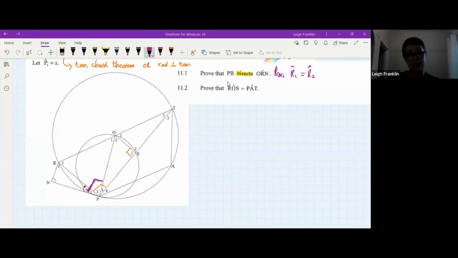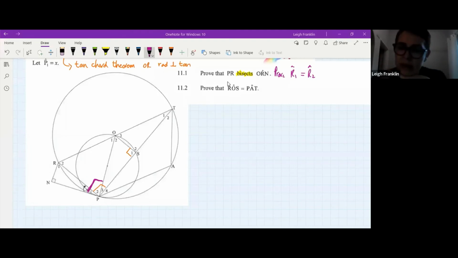So let's say, and this is not the situation in this case, but let's say an angle is equal to y. If I can show that another angle is also equal to y, then I've proved that those two angles are equal to one another. Okay. So now that we've focused on the fact that it means prove R1 equals R2.